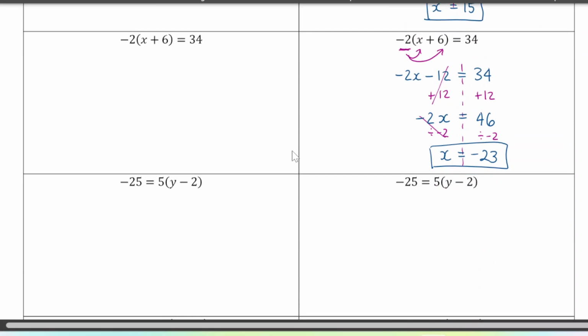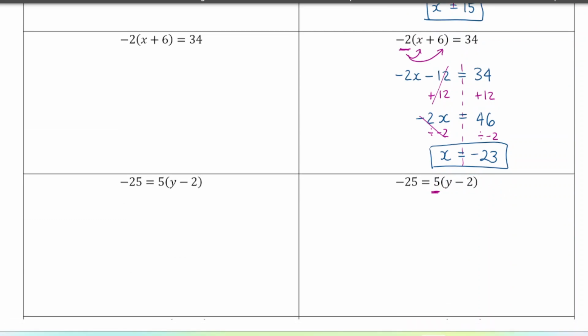Okay, and last one, I would recommend maybe you pause the video here and try this one on your own. I'm going to distribute first. So 5 gets multiplied with the y and the -2. So you get -25 equals 5y minus 10.